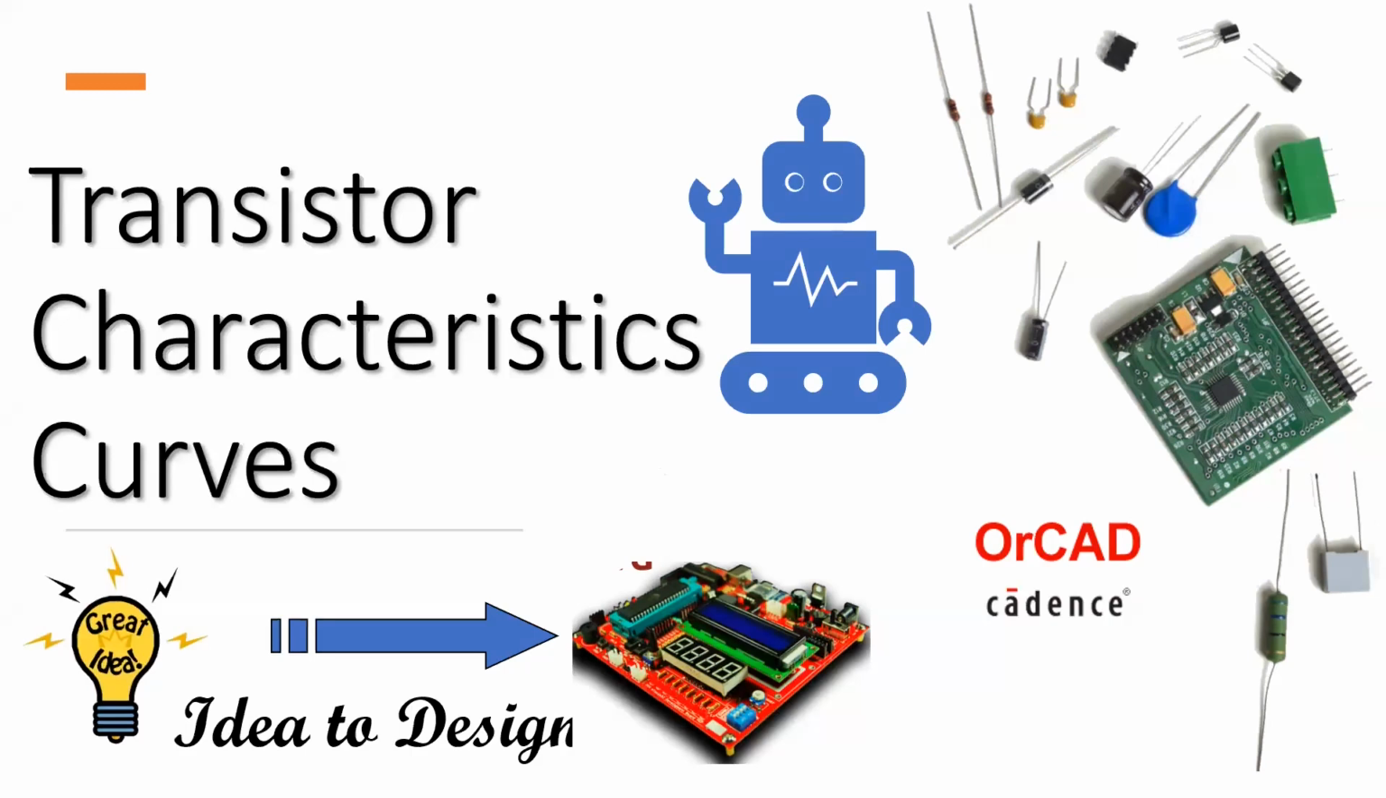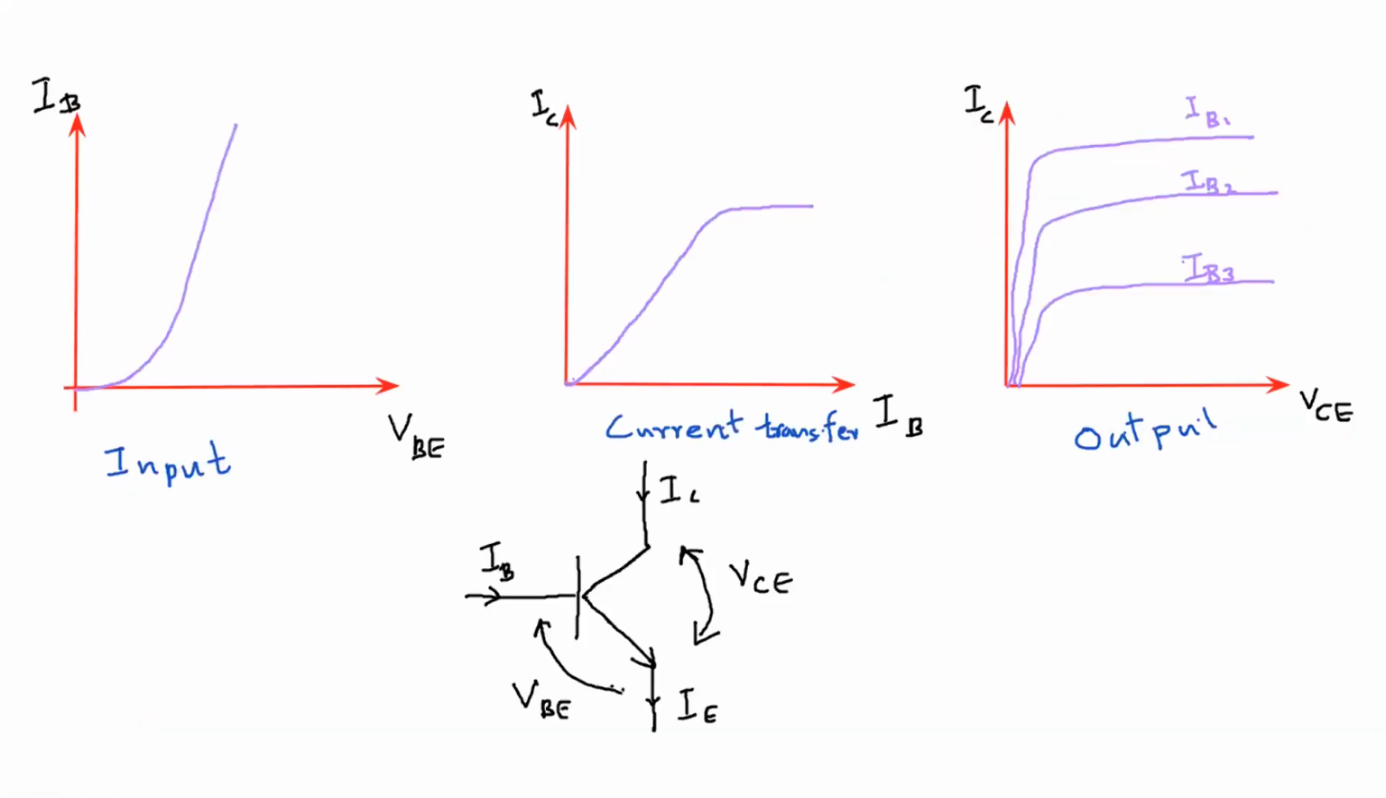Hi there. In this video, let's try to learn how to obtain transistor characteristic curves by doing simulation. Let me show you the background a bit. Now, when we have a bipolar junction transistor, usually we obtain three different characteristic curves.